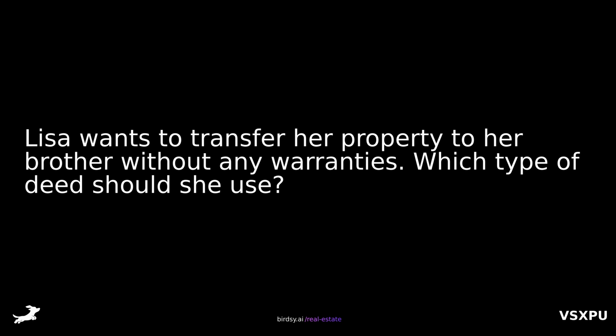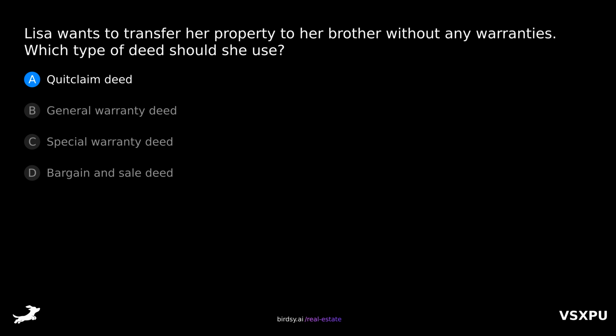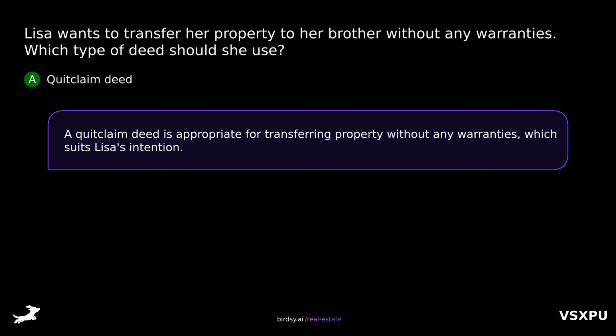Lisa wants to transfer her property to her brother without any warranties. Which type of deed should she use? Is it A, quitclaim deed, B, general warranty deed, C, special warranty deed, or D, bargain and sale deed? The answer is A, quitclaim deed. A quitclaim deed is appropriate for transferring property without any warranties, which suits Lisa's intention.